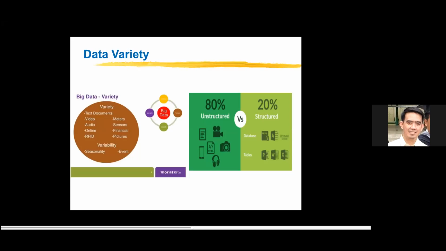Now, when we talk about data variety, as I've mentioned, there will be so many unstructured data compared to the structured data gathered by any organization. When we talk about big data, we're talking about the variety of data collected, which includes text documents, video, audio, online, RFID, meter sensors, financial pictures, and seasonal and event driven kinds of data. When we talk about event driven, there's a specific event and that will lead to millions of tweets, millions of retweets, millions of instant messages about that particular event. So that leads to big data.